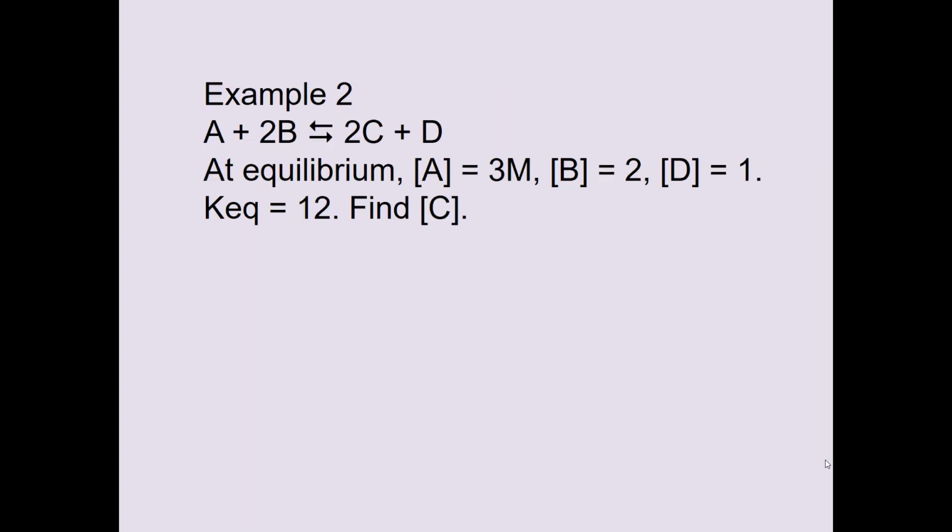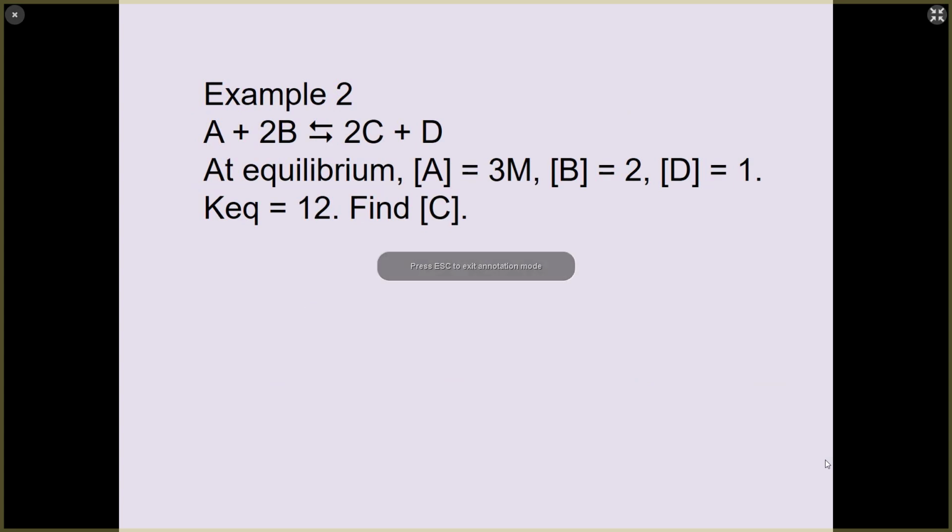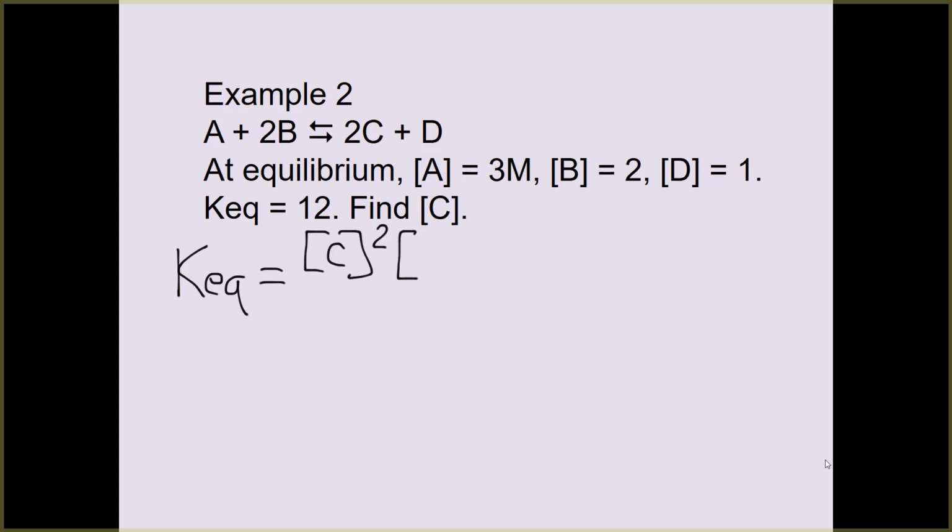Let's do another example. So I'm going to write my equilibrium constant expression. And it doesn't matter if it's a KEQ or a KC. Again, KEQ is more of a general term. So on my product side, I have C squared times D. And at the bottom, I have my A times B squared. And these are all gases. It doesn't say, but I'm telling you, they're all gases.